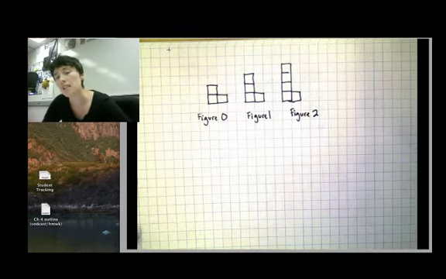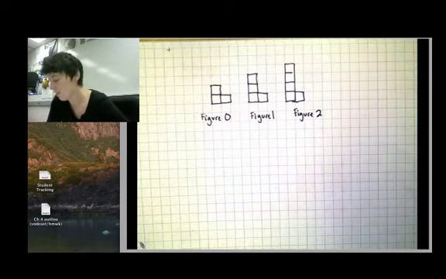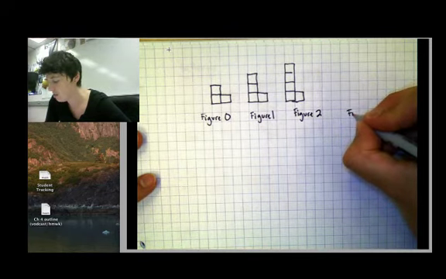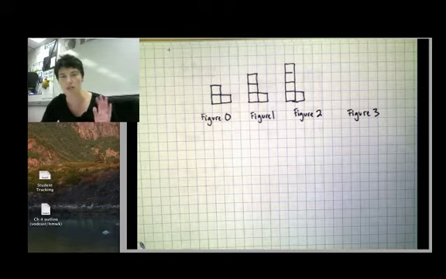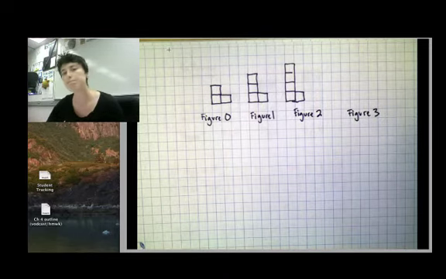You should be able to take this pattern and extend it. If I asked you to draw figure 3, hopefully it's not too big of a problem. You should pause the video and try it. Draw figure 3 and then check your answer.